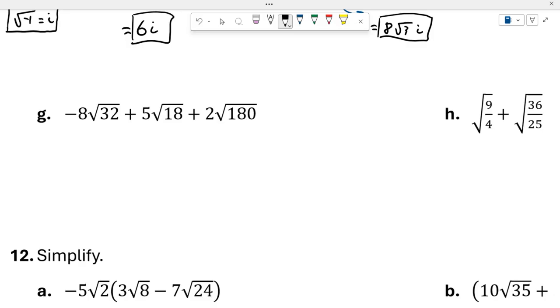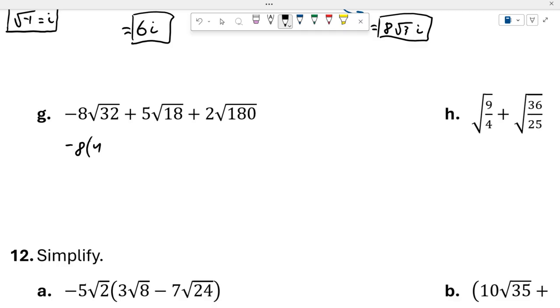So for G, I want to simplify all of these square roots as much as I possibly can. All right. So -8 stays there. Square root of 32. Well, the largest square number that goes evenly into 32 is 16. No square number above 16 is going to go evenly into 32. And the square root of 16 is 4. So when I simplify the square root of 16, I get a 4.